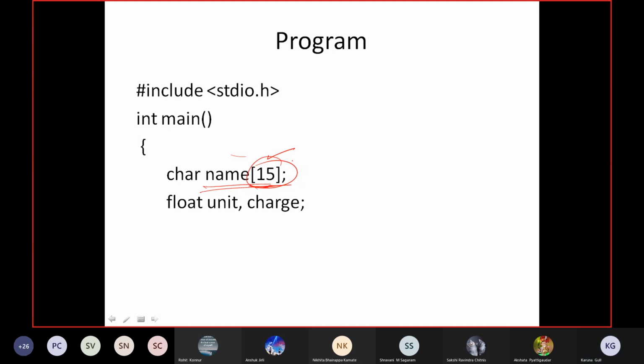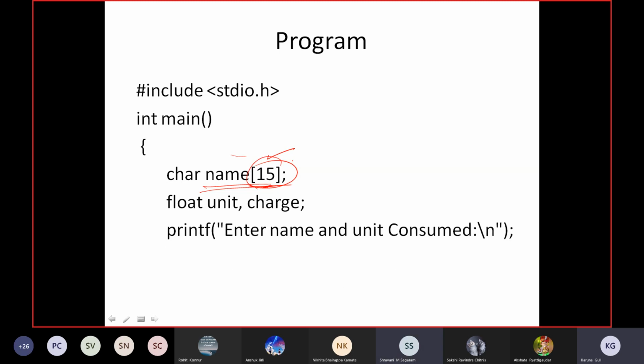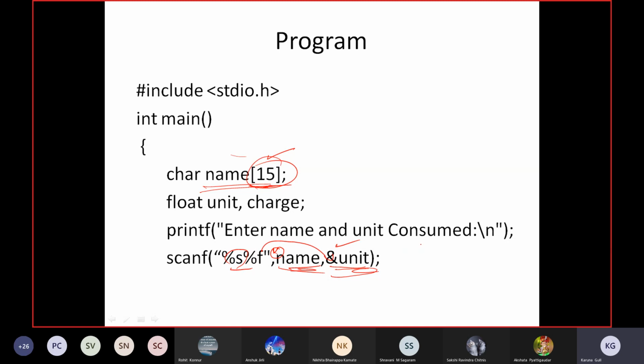Hello? Yes, ma'am. Okay, so let's ask the end user to read the name along with the units consumed. Percentage s to read the name and percentage f to read the number of units. I have already mentioned, if you are reading a string, there is no need to use the ampersand before the variable. But if you are reading a floating point or integer value, you have to compulsorily use the ampersand. If you don't use the ampersand, it never throws an error, but it never accepts the data that you are giving from the keyboard.